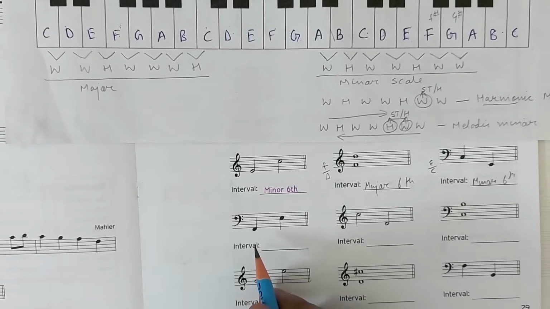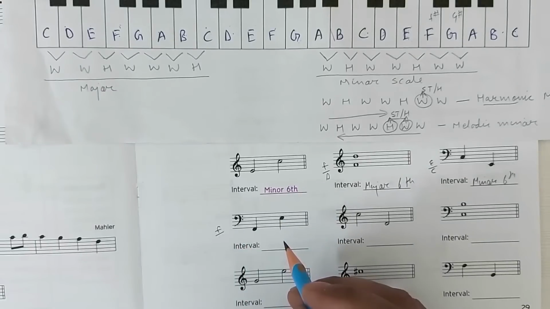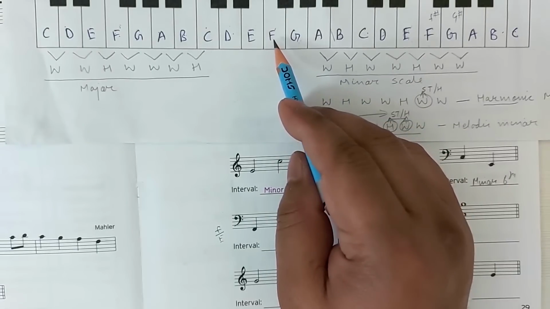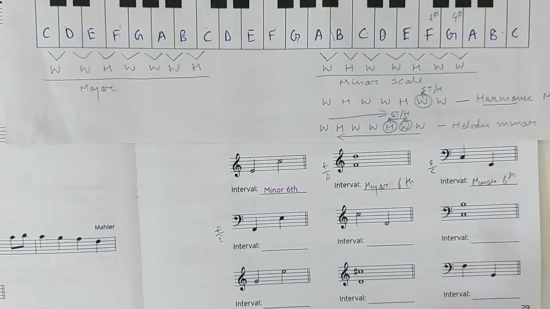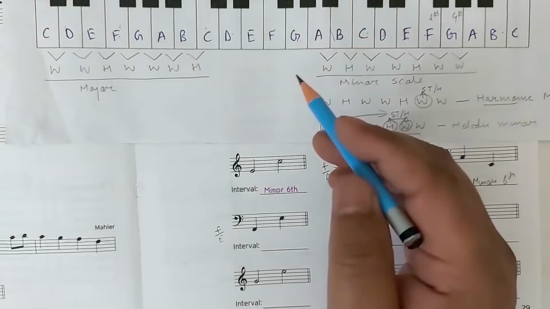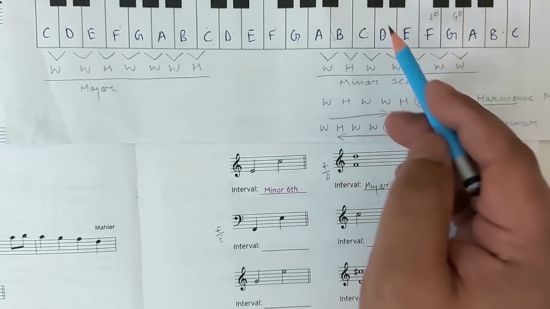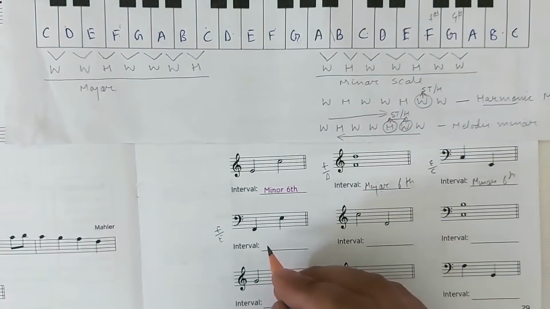Okay, so the next one is F, and from F we are going to E. This is our first E, so let's see from F to E: 1, 2, 3, 4, 5, 6, 7. So this is a seventh interval. Let's count the semitones from F: 1, 2, 3, 4, 5, 6, 7, 8, 9, 10 and 11. So this is our major seventh.